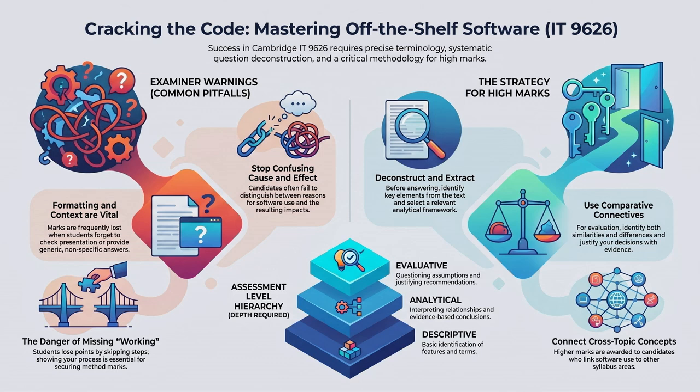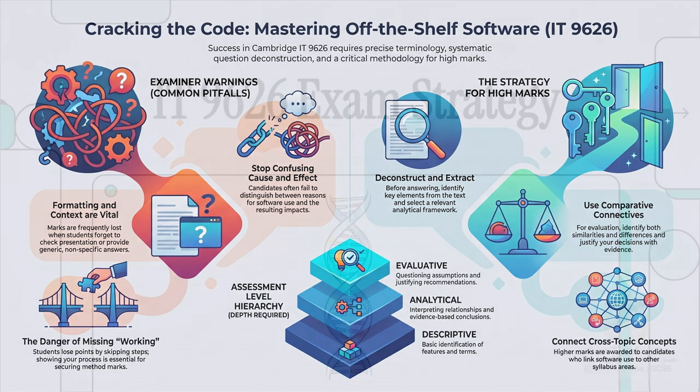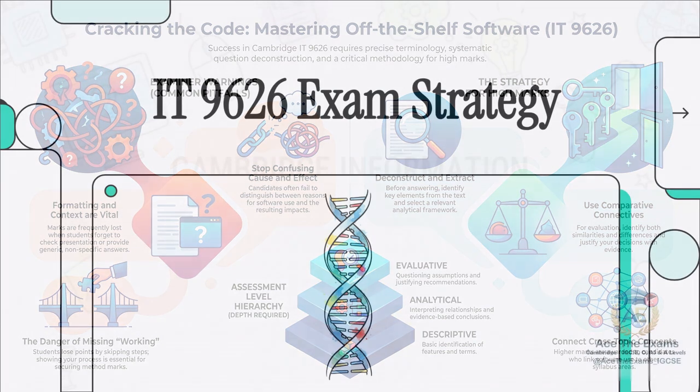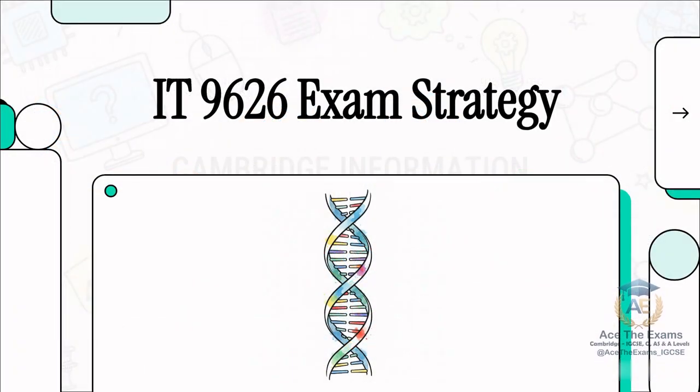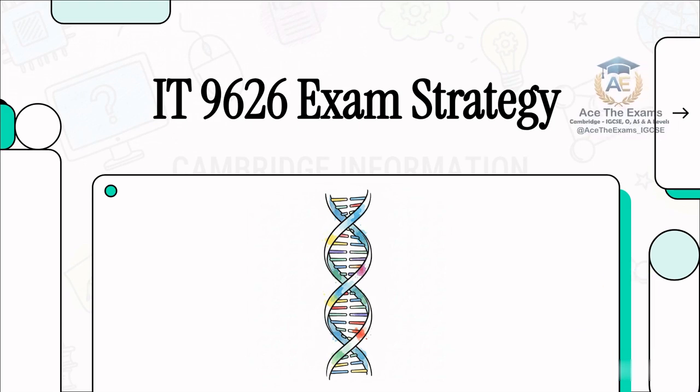Welcome to The Explainer. I'm your host, your strategist for today, and we are embarking on a fascinating journey to completely conquer Cambridge Information Technology 9626. Specifically, we're zooming in on Section 2.4, off-the-shelf software uses by individuals and organizations.